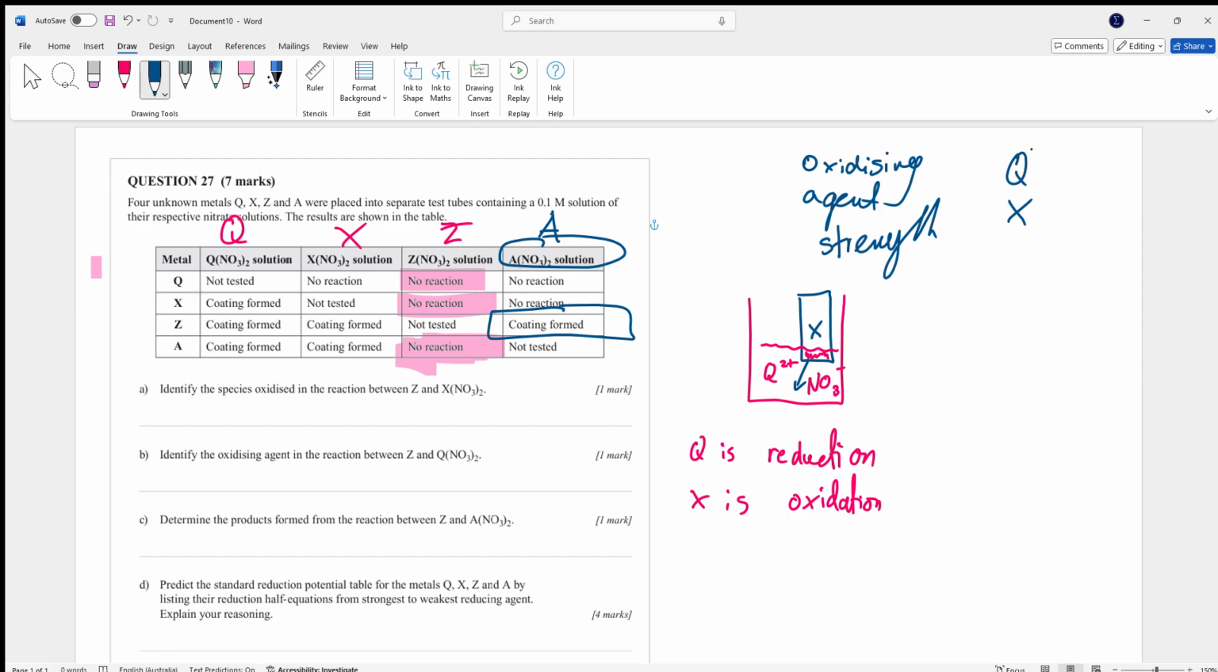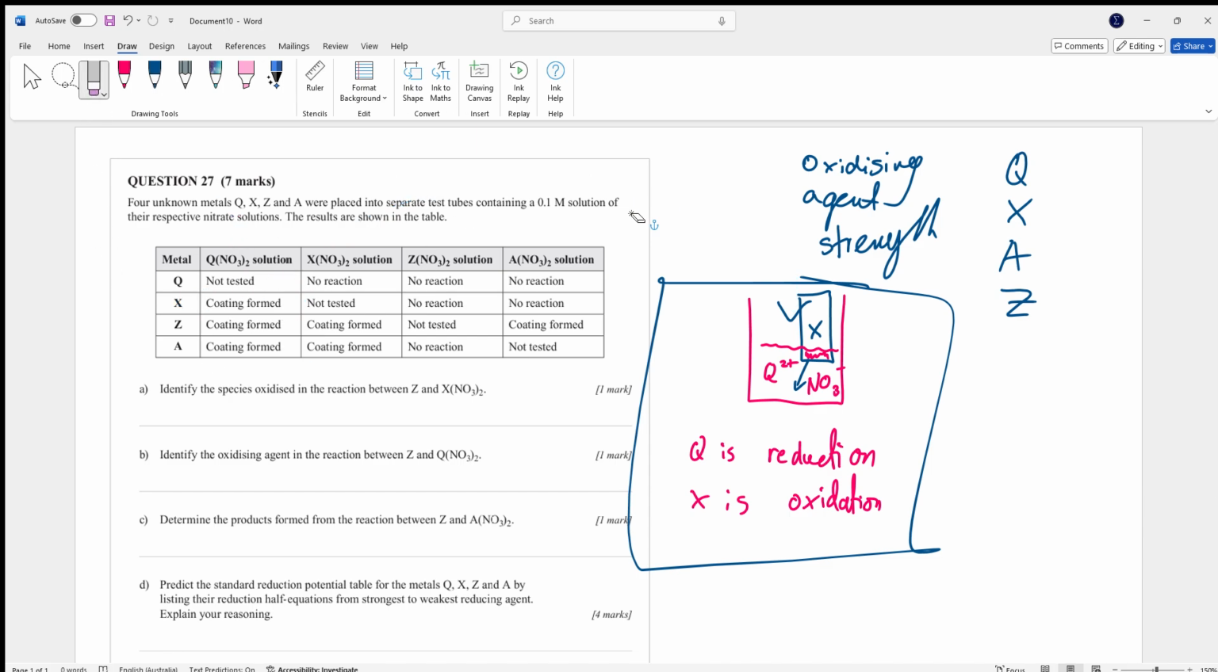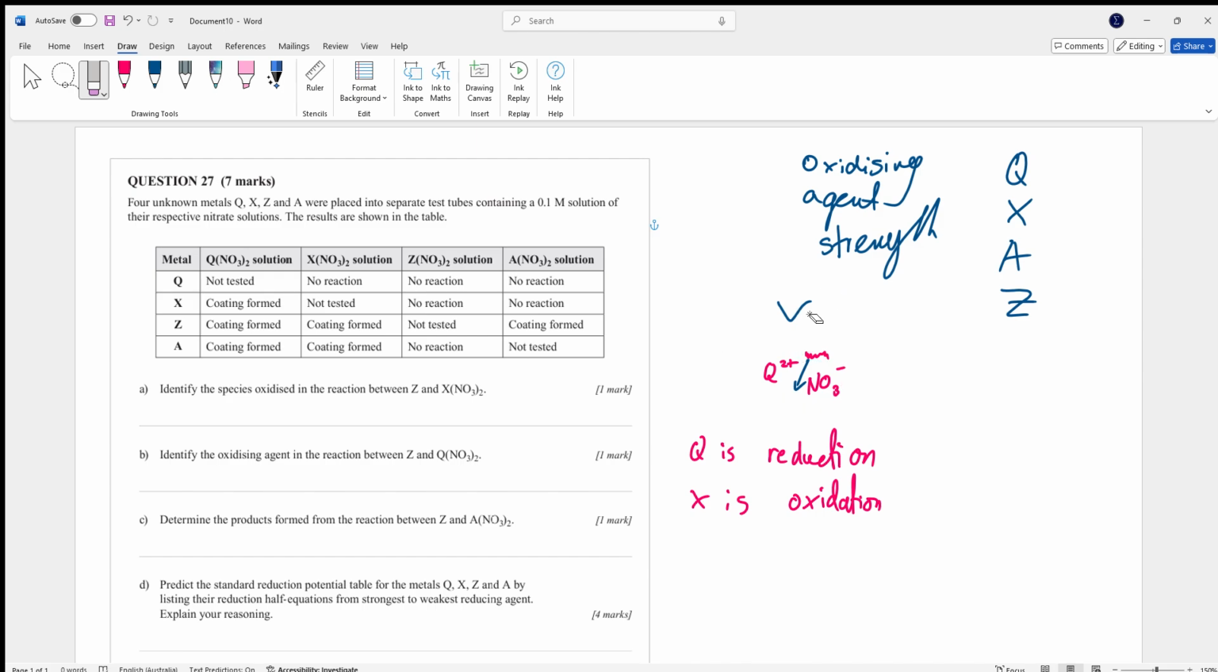So in terms of strength, Q is at the top, then it goes X, then A, and then Z. Z is all the way at the bottom. When you're reading a table like this, and it might not be a table like this ever again, break it up into just a single diagram to understand where the solid is forming from. Okay? Now let's actually answer the question now that we've gotten that out the way. That is the hardest part about this question. Once you understand that, you are set.